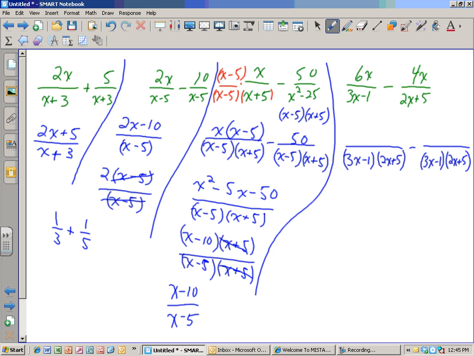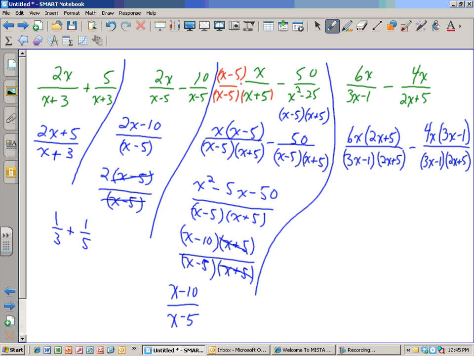What do I have to multiply the first term by to get that common denominator? 2x plus 5, so I'm going to multiply the top by 2x plus 5. And what do I have to multiply the second one by to get the common denominator? 3x minus 1, so I'm going to multiply the top by 3x minus 1. If you get that far, the rest of it should be okay for you. It should be easy.